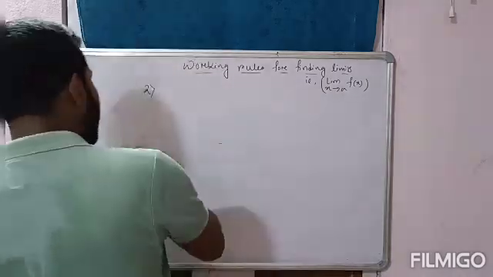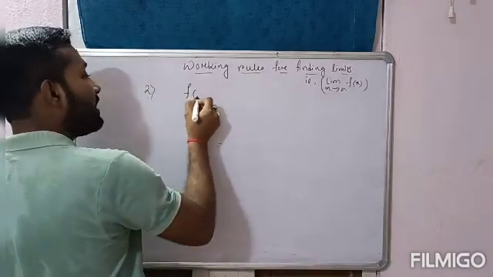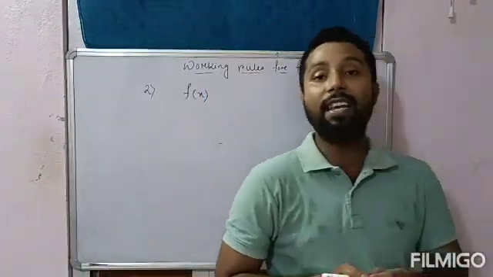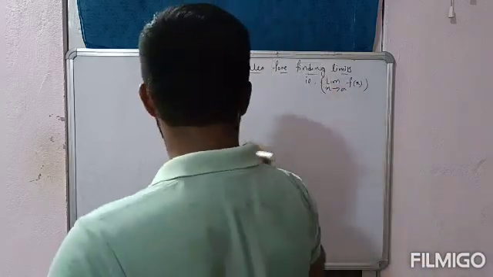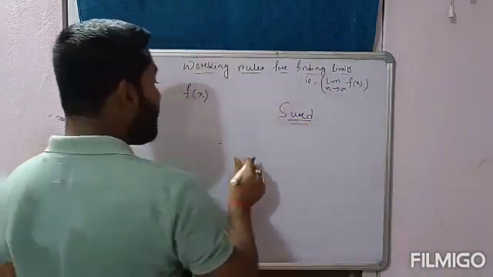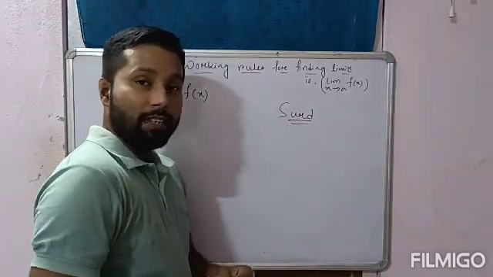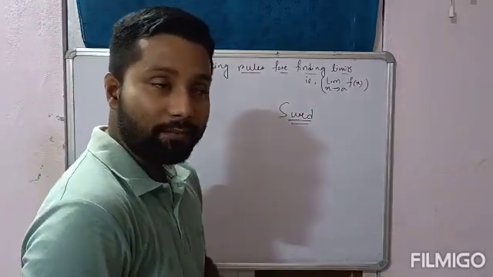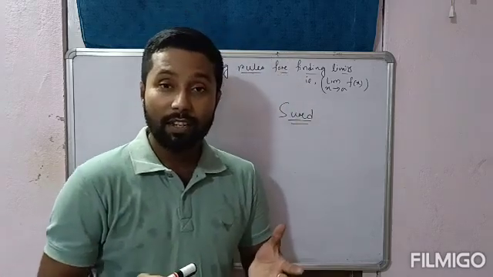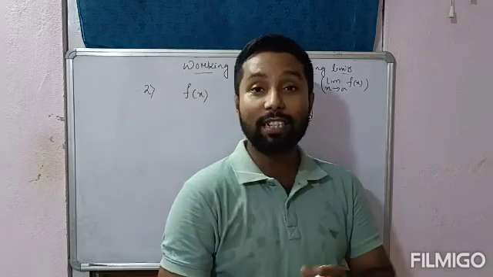रूल नंबर 3 में क्या बोला गया है कि इफ द गिवन फंक्शन f of x contains a Sard, S-U-R-D, if the given function contains a Sard, तो फिर अभी Sard क्या है. मैं तो बोल दिया कि if a given function contains a Sard, then what is Sard? You should know the meaning of Sard. What kind of function? Sard function कैसा होता है?